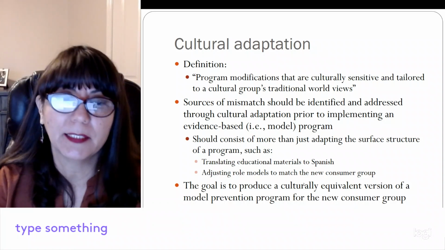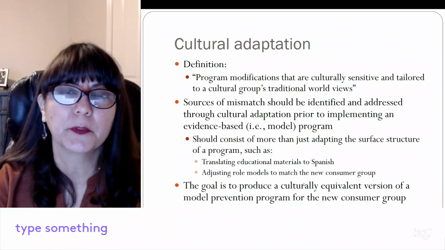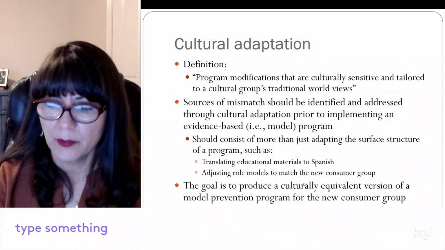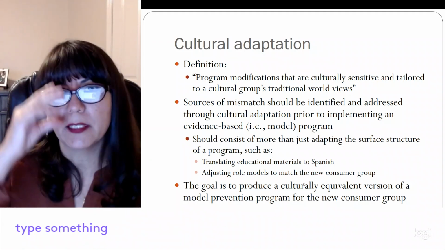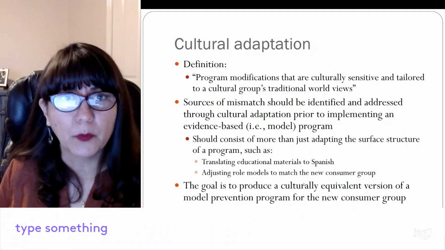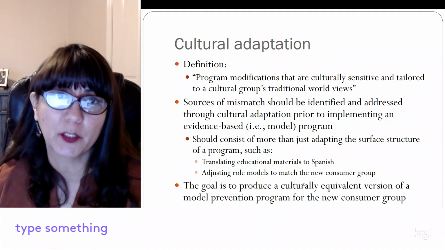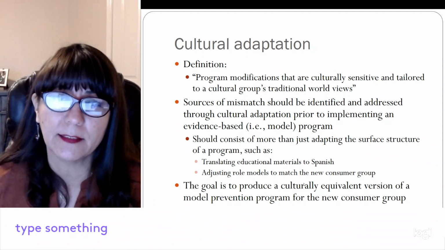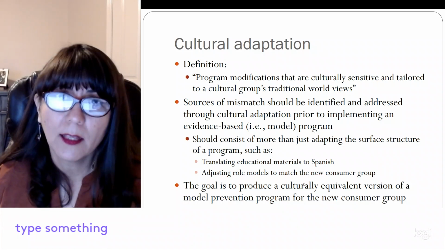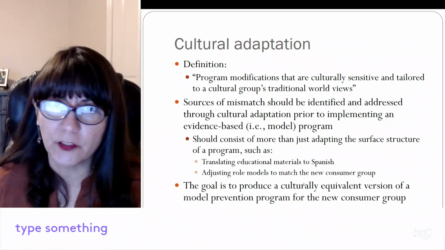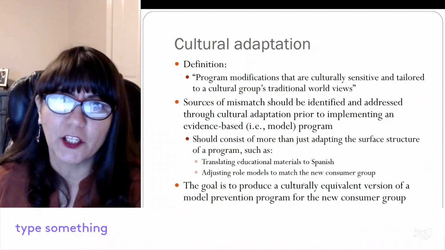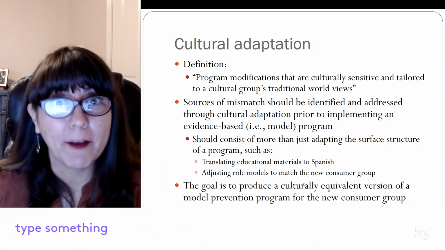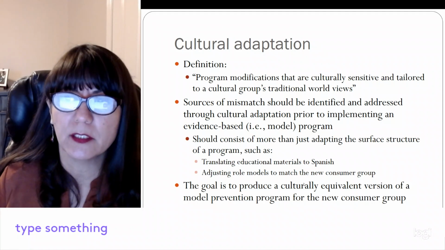You can potentially adjust role models. So if we're working with African Americans, we decide that we're going to incorporate an African American role model in whatever video or PSA we're creating, if that's our target population. And these things are important. We're not saying they're not important, because this is what people see and hear. They're more evident in terms of adaptations.